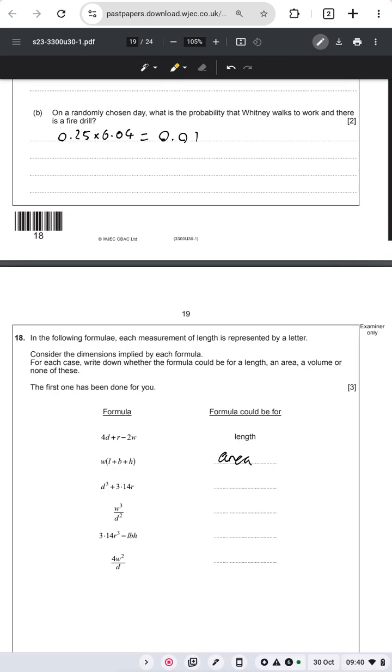This one is sort of a centimetre cubed plus a centimetre, so that's none of these. This one here is centimetres cubed over centimetres squared, so that's a length. This one is centimetres cubed minus centimetres cubed, so that's a volume take away a volume, which is still a volume. And this last one is an area, so this is centimetres squared over centimetres. So if you divide an area by a length, you get a length.